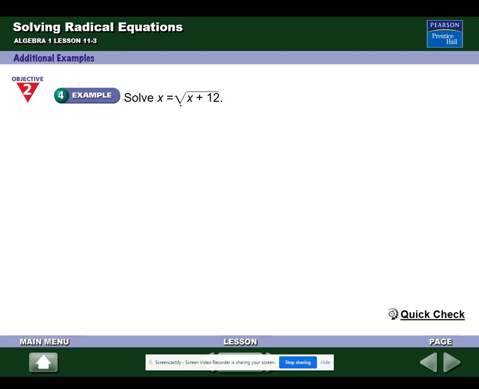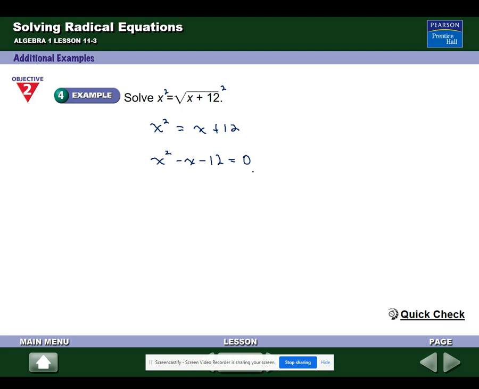Yes, the radical is by itself, so we are ready to square both sides. And this is x squared. And this on the right is now just the expression x plus 12, right? The squared and the square root have undone each other. And now you have this. Now, think back to chapter 10. What would we do with this? You should get everything by itself. So I would subtract x from both sides and subtract 12 from both sides to make the right side 0.